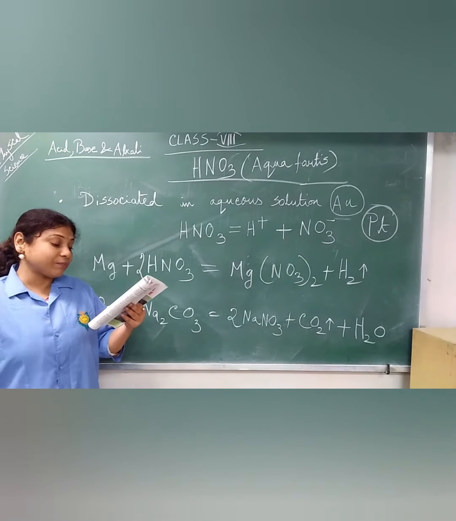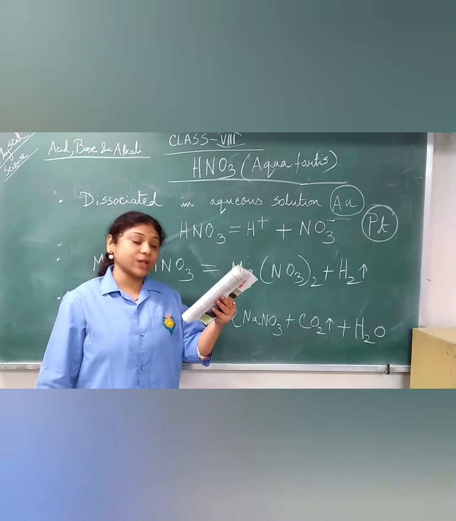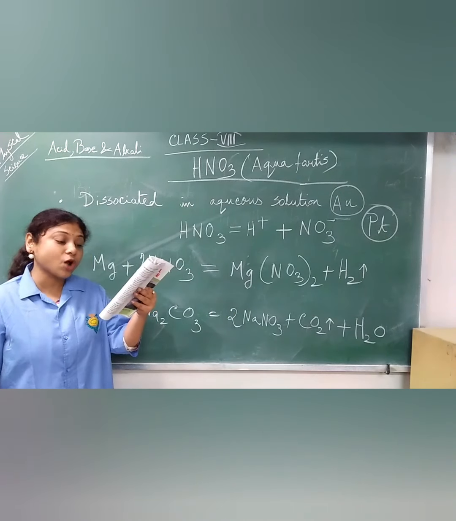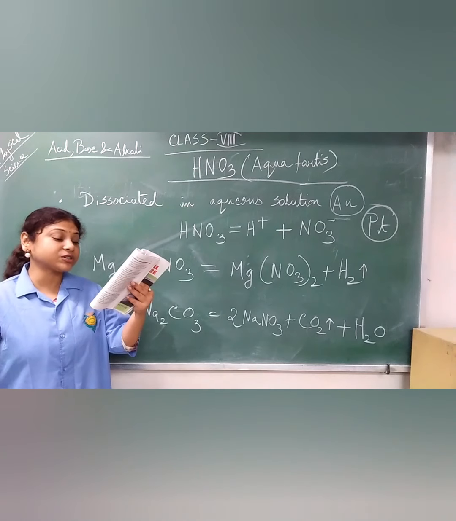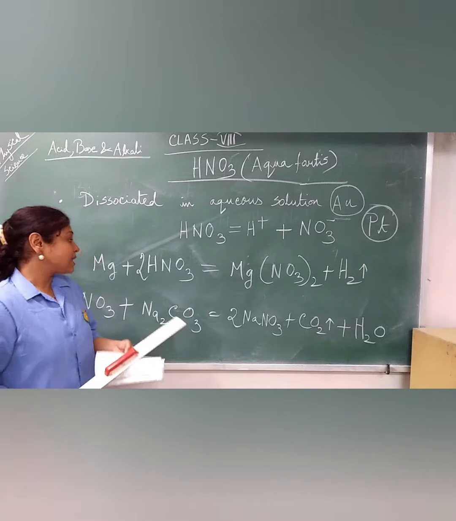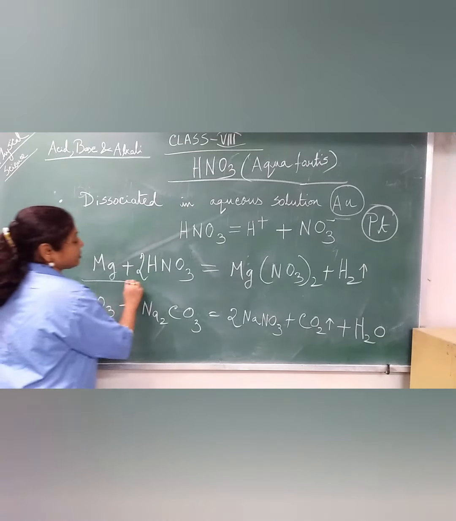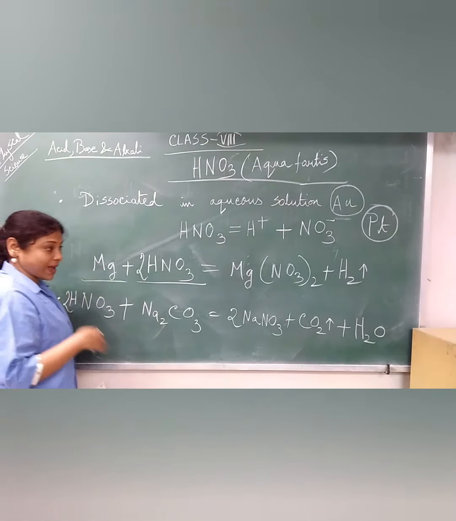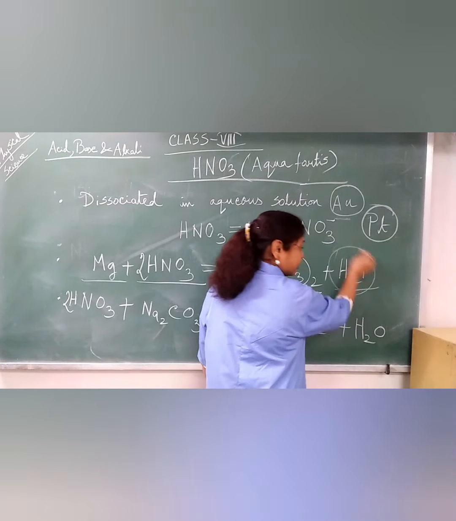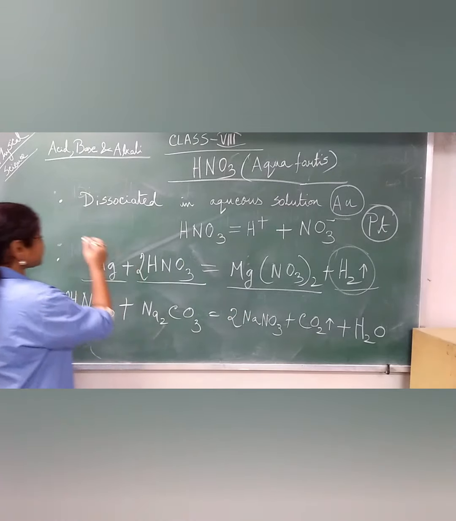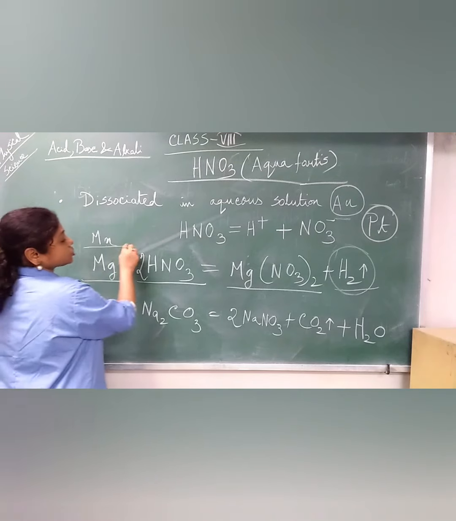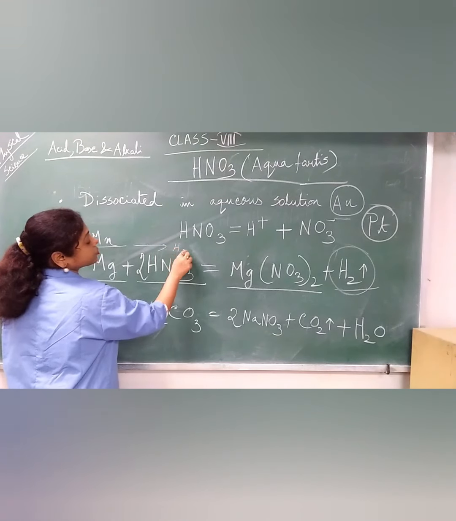Mg and Mn replace hydrogen from very dilute nitric acid, but the reaction of nitric acid with most of the metals does not produce hydrogen, since the hydrogen produced there is immediately oxidized by nitric acid to water. That means they are saying when HNO3 reacts with magnesium, it forms magnesium nitrate and hydrogen. Okay. If HNO3 reacts with Mn, that is manganese, then also salt and hydrogen will be produced.